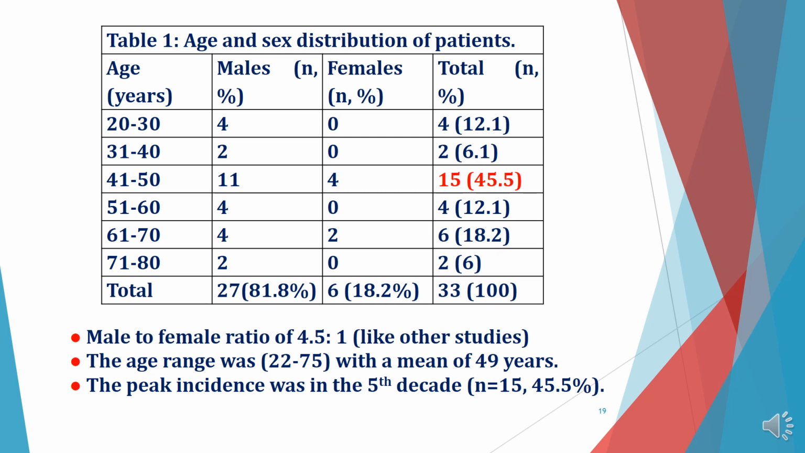The age and sex distribution of the patients involved in this study is shown in this table. There were 27 males and 6 females, with a male to female ratio of 4.5 to 1, which was similar to other studies. The youngest patient was 22 years old, and the oldest was 75 years old, with a mean age of 49 years. The peak incidence was in the fifth decade, in which 15 patients, 45.5%, were observed.